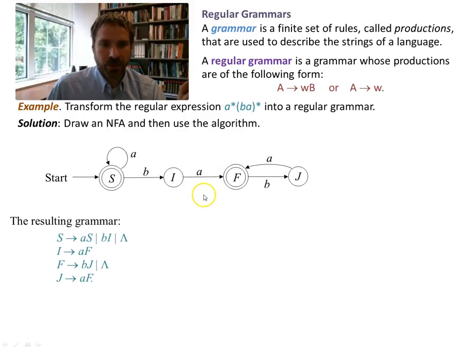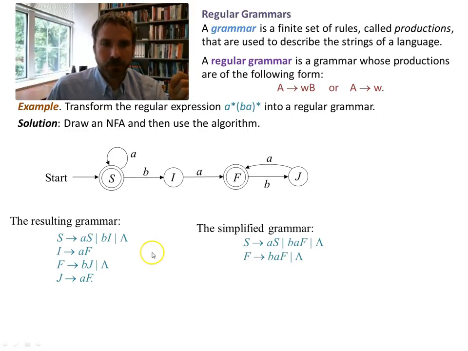So you come in here and you see that the reason there's a lambda on the S and a lambda on the F is because these are final states. And the whole point of a final state is you have to be able to end there. So if you're building up the grammar and you're in one of the final states, you have to be able to have that input symbol be the final input symbol in your string.